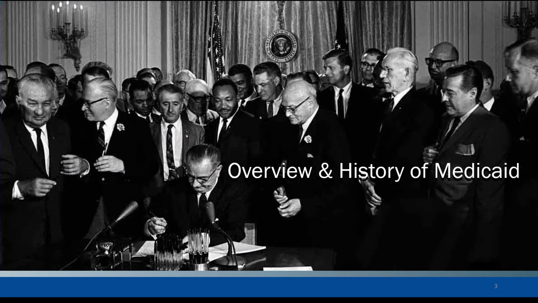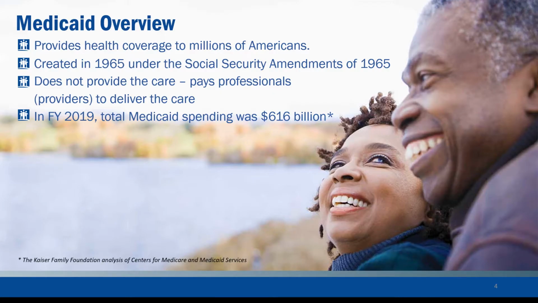Overview and history of Medicaid. Authorized in the Social Security Act, Medicaid was signed into law in 1965 alongside Medicare. All states, the District of Columbia, and the U.S. territories have Medicaid programs designed to provide health coverage for low-income people.